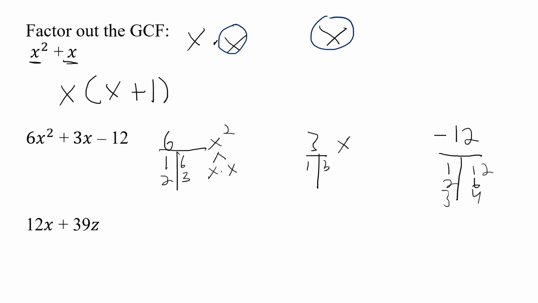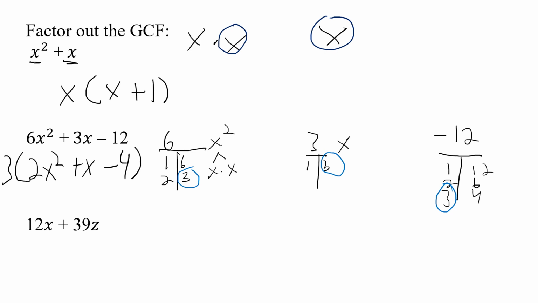So, what numbers do they all have in common? Well, there is one. See how this 6 has 2 times 3? This 3 is 1 times 3, and this 12 is 3 times 4. All three of my terms have a 3 as a factor. So when I rewrite it, I am going to take a 3 out, and we're going to be left with 6 divided by 3, which is 2x squared. 3 divided by 3, just x is left, and negative 12 divided by 3, minus 4. And that would be what we look like after we factor out our greatest common factor.